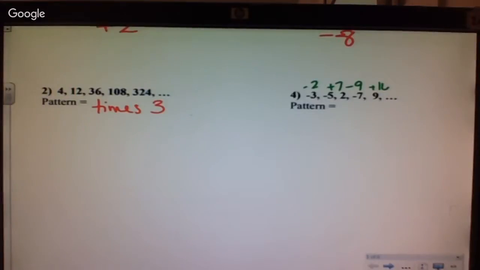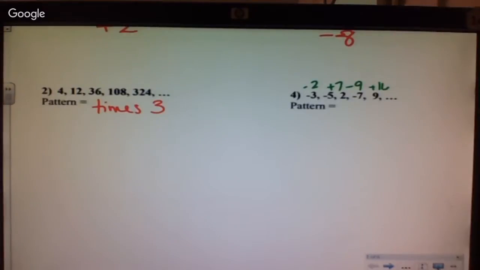So what is it? It's times negative. Is it nothing? Is the pattern? No, there is a pattern here. If you divide a negative number by a negative number, is it a negative number? No, negative divided by negative is a positive. You're not multiplying or dividing in this one. I will tell you that.